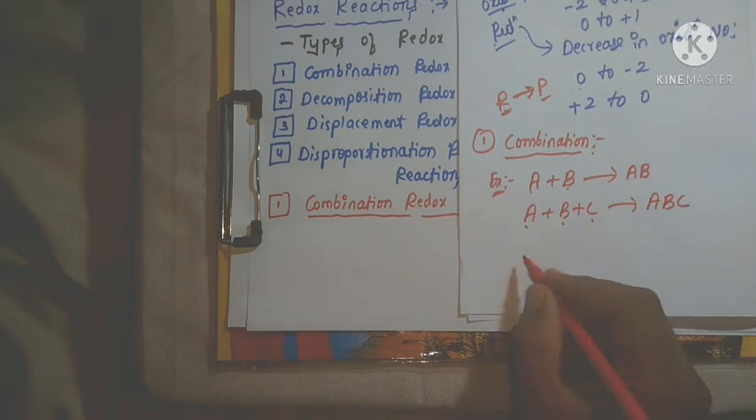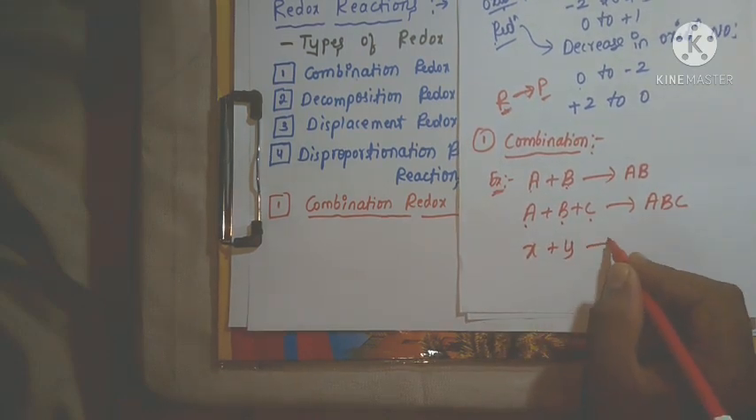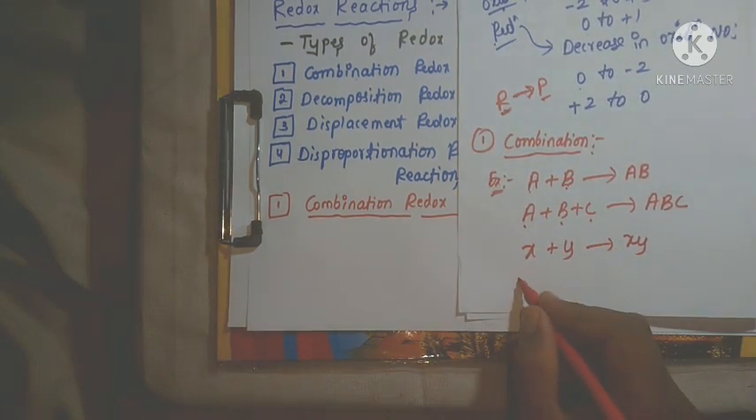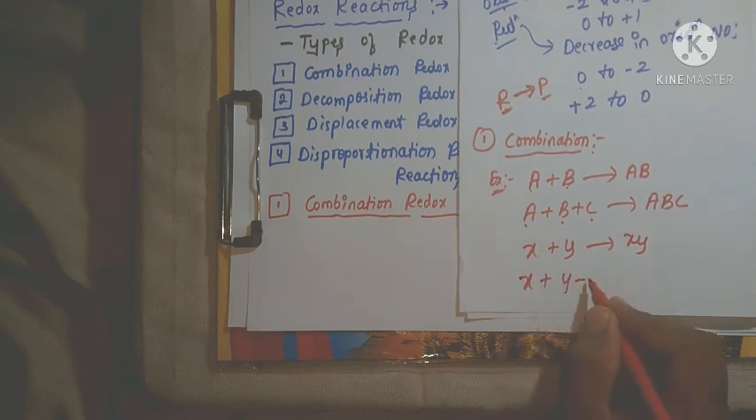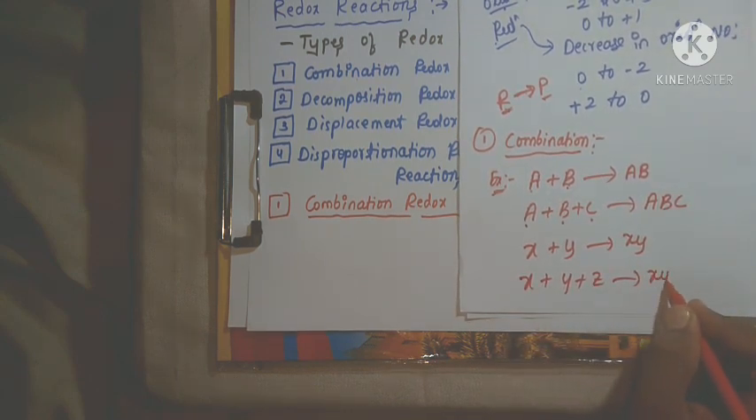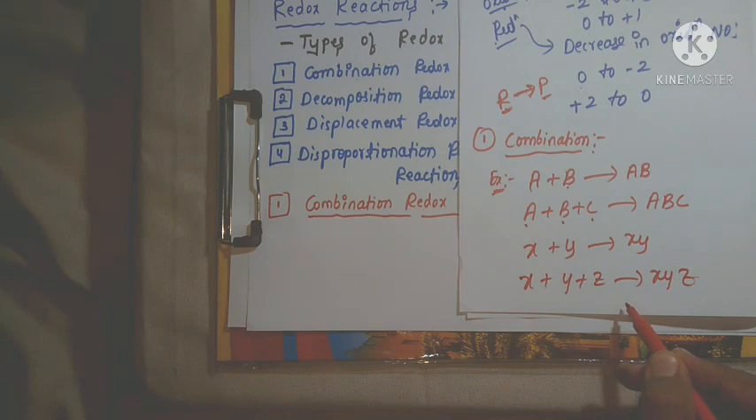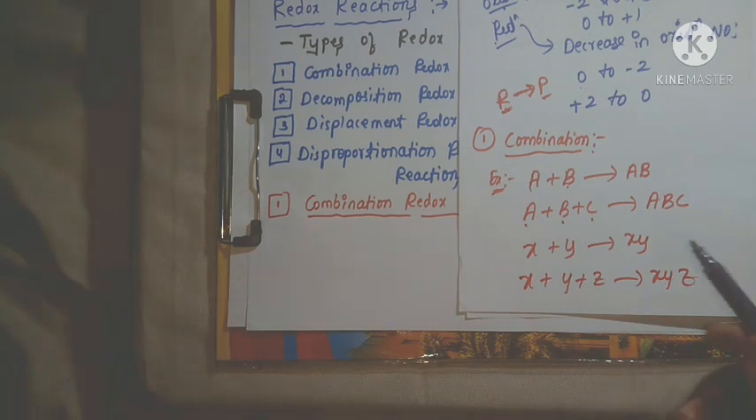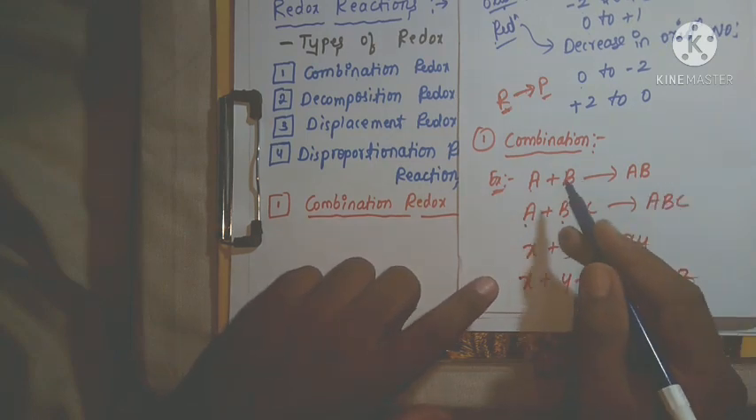Next, for example, X plus Y gives rise to XY, and X plus Y plus Z gives rise to XYZ. All these are combination reactions. All these are what? Combination reactions. Why am I calling all these combination reactions?